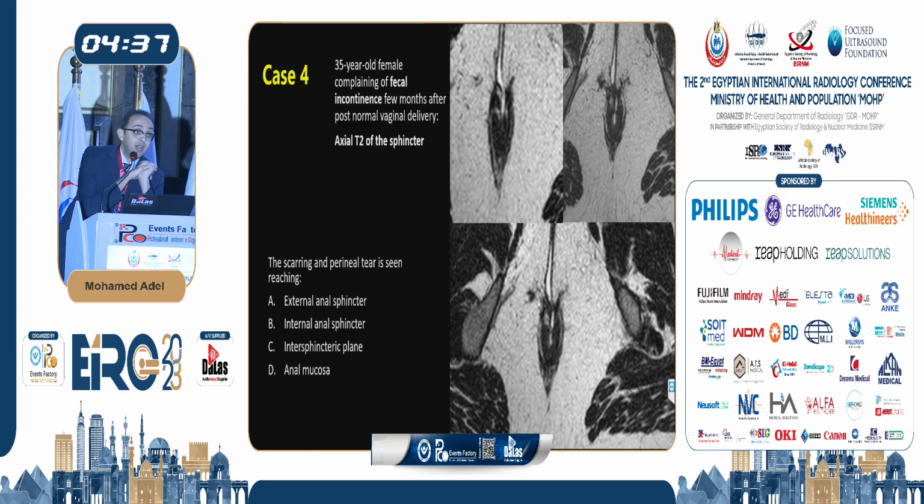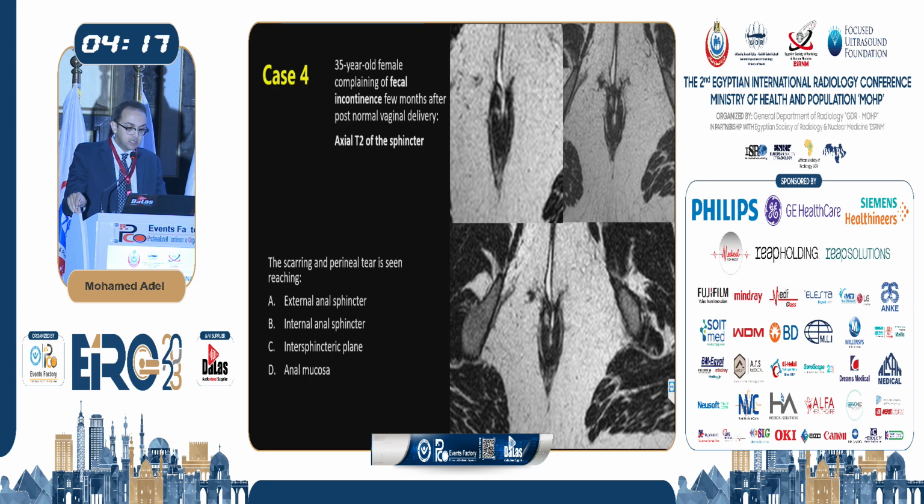As Dr. Rania said, when it comes to MRI, we don't just look at the dynamic scan. We also need to look at the static images and the phecography. But in this case, this was a patient that had fecal incontinence after normal vaginal delivery, and this was the axial T2 of the image.